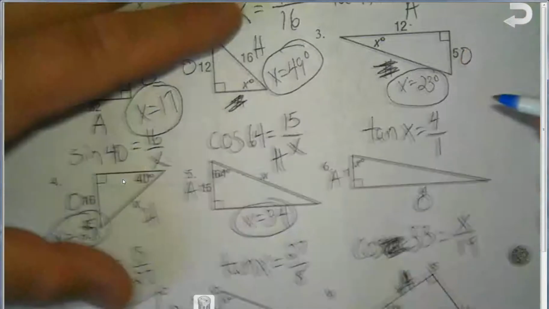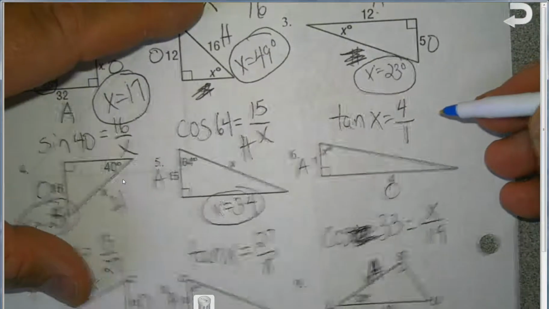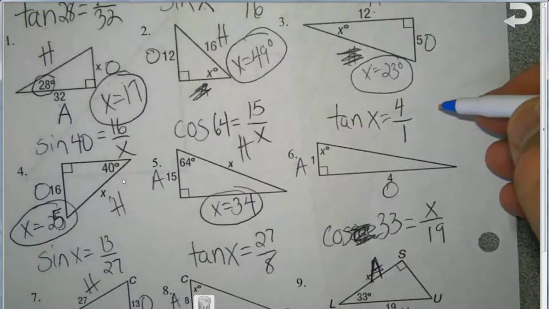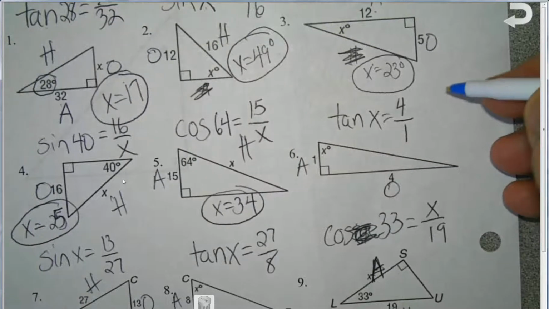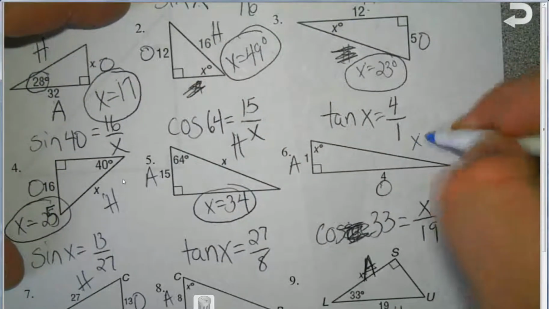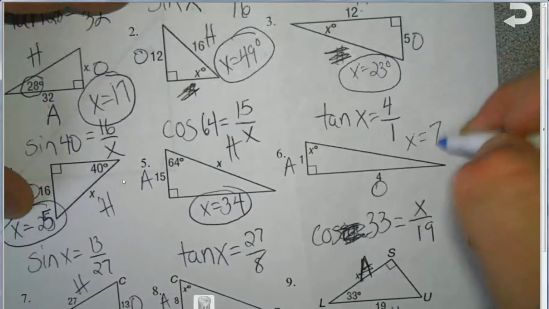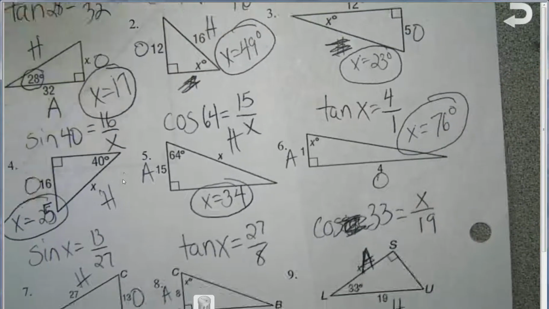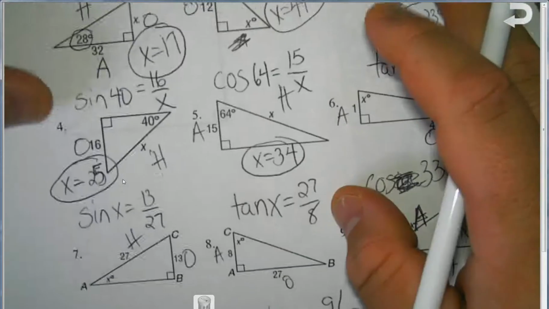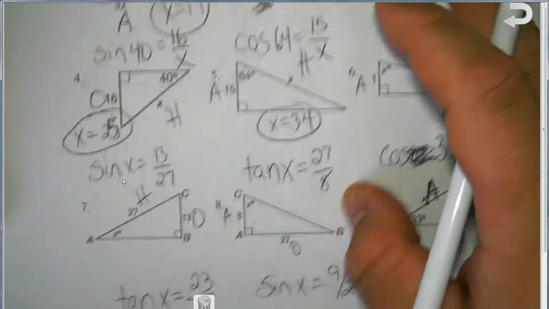Okay. Number 6, what are we doing? I only heard one person talk. I want to hear everybody. What are we doing? Inverse. And so what is our angle? 76 degrees. You guys all just told me you were good, so I should really hear you talking.